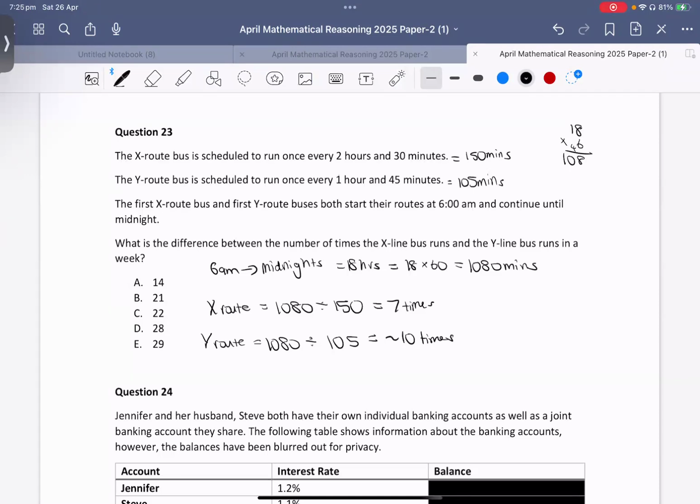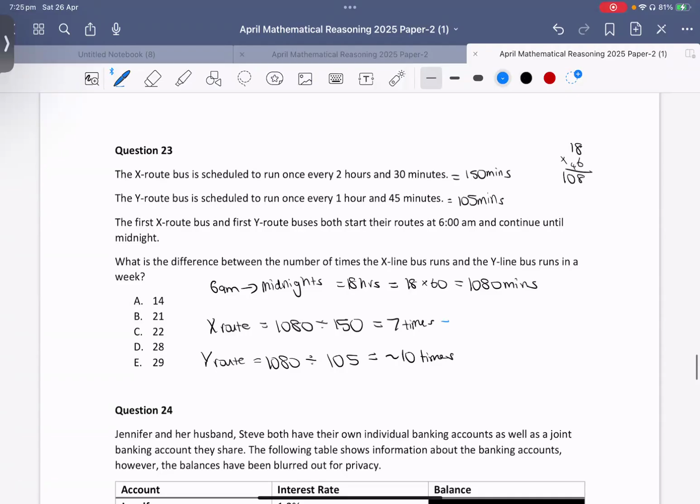So it says, what's the difference between the number of times that it runs in 1 week, right? If we have a look at a week, if it runs 7 times a day, then we know in 1 week it's going to run 49 times. And in 1 week, this one is going to run 70 times, right? So the difference is just 70 minus 49, which in this case is 21. The answer here is B.